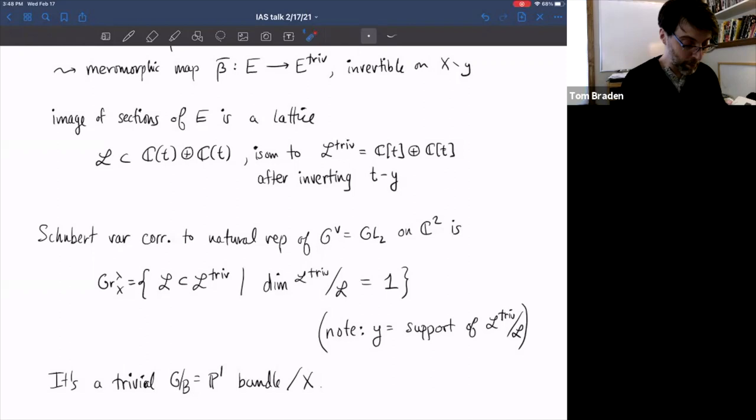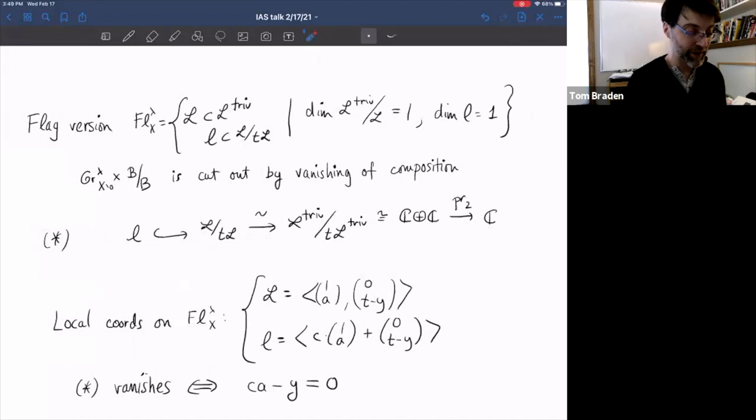Okay, so this Gr lambda, which is this global Schubert variety, in this case is just a trivial P1 bundle over X. It's not hard to see that basically because you can translate your coordinate T to T minus Y and everything works exactly the same. Okay, so then upstairs we have this flag variety version sitting over the same Schubert variety in the Grassmannian.